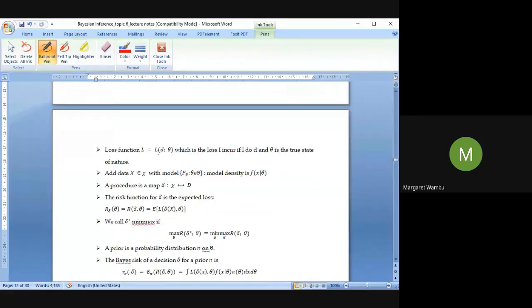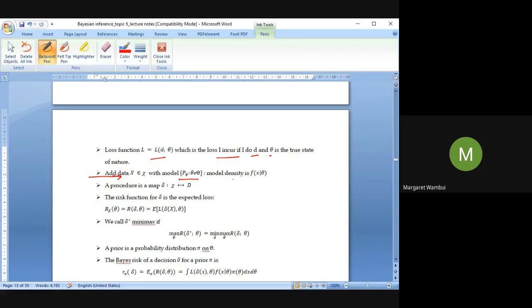The loss function here now has the D, that is the decision that you are making under any state of nature, which is the loss I incur if I do D and theta is the true state of nature. Now you can see the difference here: adding data. The other one, we did not have adding of data, but here we are adding data X as a member of the sample space with a model.